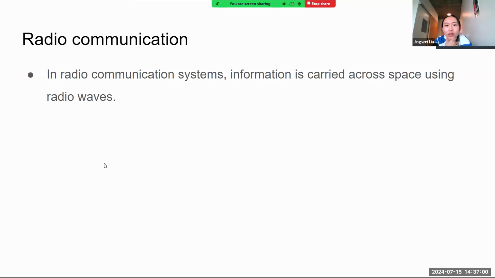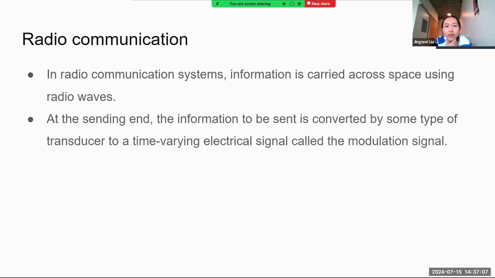So we will talk a little bit deeper on radio communication, the process of radio communication and the working principle of the radio station and the radio waves. In radio communication systems, information is carried across space using radio waves. At the sending end, the information to be sent is converted by some type of transducer to a time-varying electrical signal called the modulation signal.